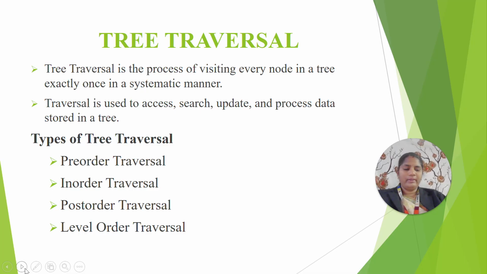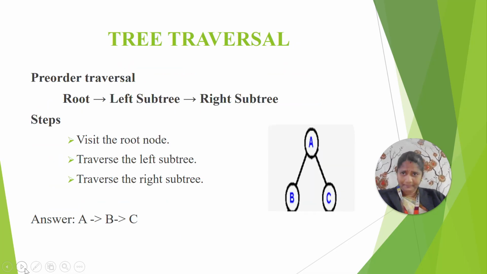We will see now the pre-order traversal. In pre-order traversal, the condition is first we go to the root node, after that the left and right subtree. If you see the steps, first visit the root node, that is A, followed by traversing the left subtree, that is B. The answer will be root node A, followed by B. After that, traverse the right subtree, that is C. So in pre-order, first there is root, followed by left, and then followed by right.